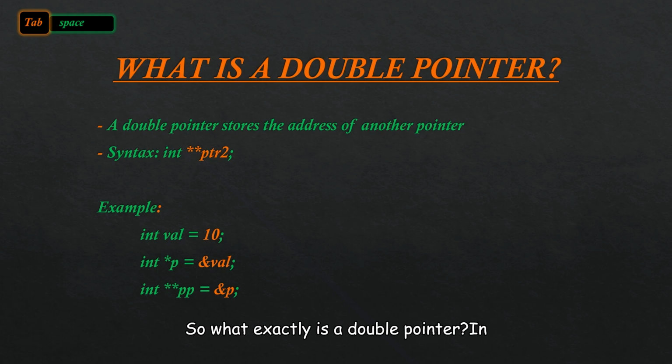So what exactly is a double pointer? In simple terms, it is a pointer that stores the address of another pointer. You are not pointing directly to a value like an integer or a float, but rather to another variable that points to that value. Let's look at the syntax. int **ptr2. This means that ptr2 is a pointer to a pointer to an integer. For example, if we have int val = 10, then int *p = &val, this gives us a pointer to val. Now if we declare int **pp = &p, then pp is a pointer to p. That's two layers of indirection, and that's where double pointers shine in managing complex memory references.